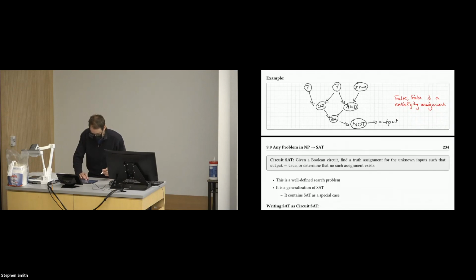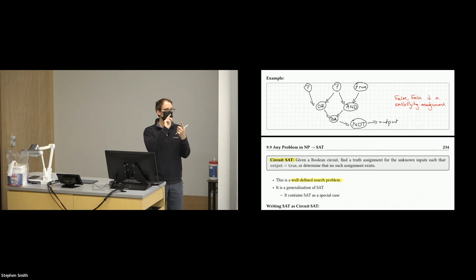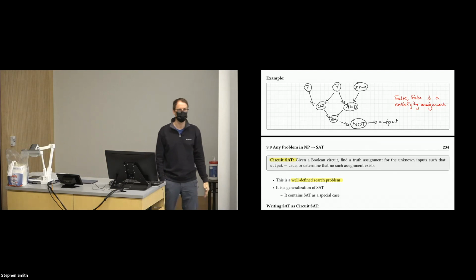Okay. So then, like I said, that's circuit SAT. Given a Boolean circuit, find a truth assignment for the unknown inputs such that the output equals true, or determine that no such assignment exists. This is a well-defined search problem. You can confirm it satisfies our two properties to be well-defined, right? Recall that those are, one, the solution has to be polynomial size in the input. That's clearly true here. We're just assigning true or false to a subset of the nodes in the graph.